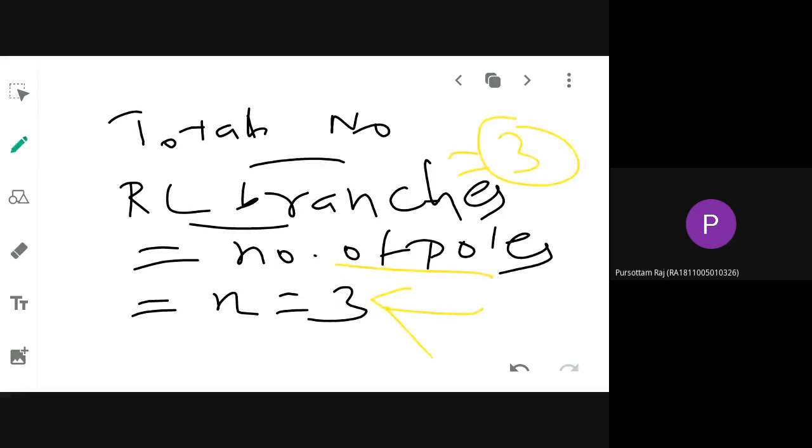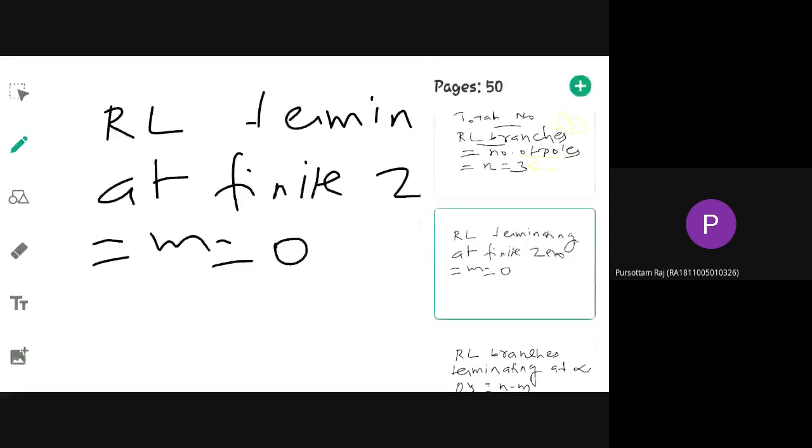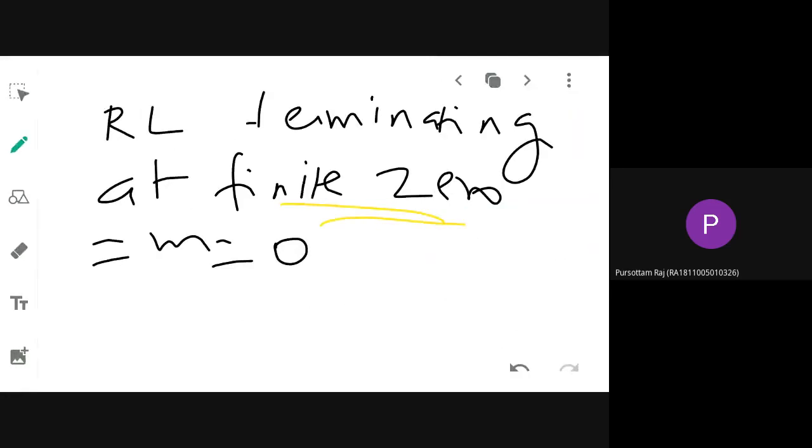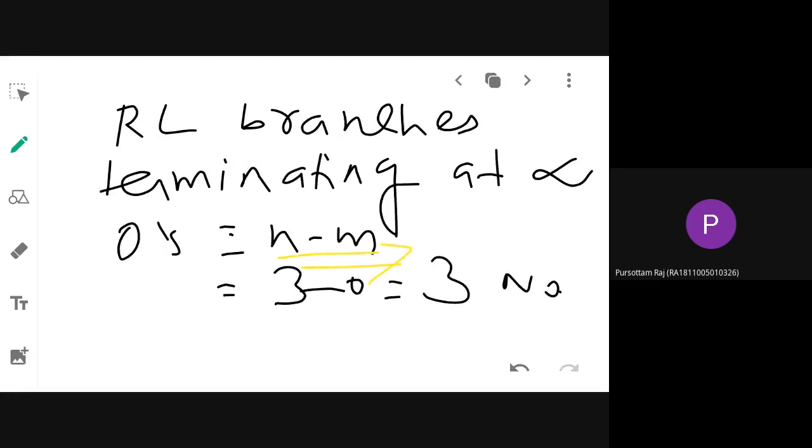Yes. So if you want to know the branches that are ending at finite zero, this problem has only K in the numerator, no zeros are present. So nil branches will be terminating at finite zero. So m is equal to 0, that many branches terminate at finite zero. All three branches are going to terminate at infinite zero. That is given by what formula? N minus m. That is 3 minus 0. All three branches will be terminating at infinite zero. Okay, this is your first step.